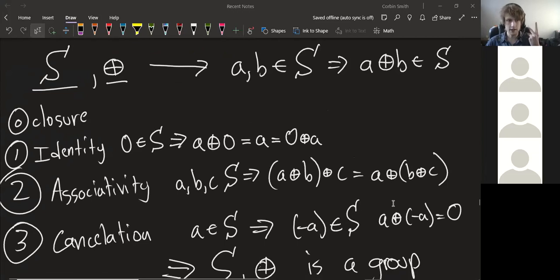Then we have identity. So that means we have to have some element where when we apply it, nothing happens. We have to have associativity. So associativity is nice. We already said that. And then we need to have cancellation or inverses.